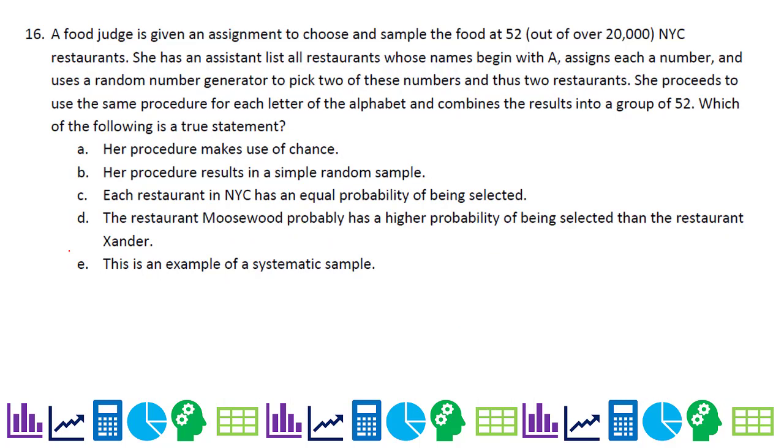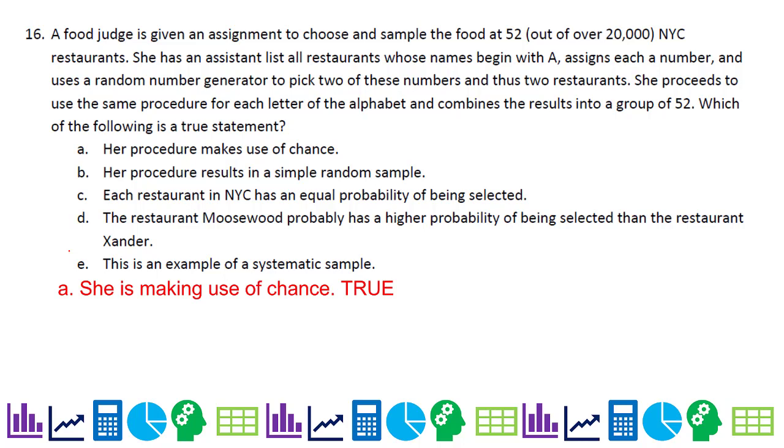Last but not least, number 16, a food judge is given an assignment to choose and sample the food at 52 out of over 20,000 New York City restaurants. She has an assistant list all restaurants whose names begin with A, assigns each a number, and uses a random number generator to pick 2 of these numbers and thus 2 restaurants. She proceeds to use the same procedure for each letter of the alphabet and combines the result into a group of 52. Which of the following is a true statement? Her procedure makes use of chance. That is true.